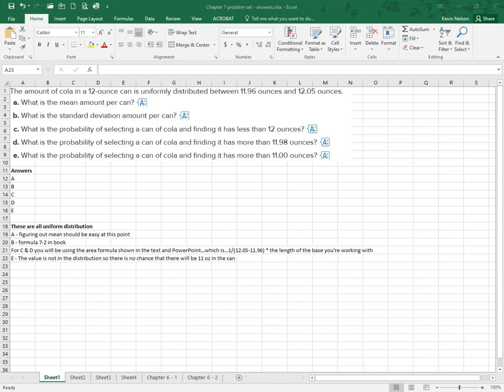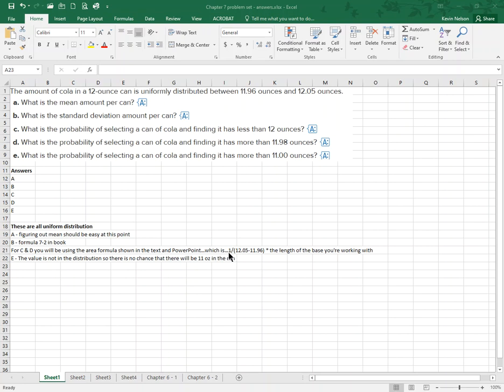Okay, so just a little help for Chapter 7 as we take a look at these 6 different problems you've got to work on. Just want to give you some tips on each one of these. The mean and the standard deviation should be pretty easy. Again, these are uniform distribution questions, and so the formulas are in the book, especially easy for the first 2. And then finally, as you look at C and D in here, you'll be using the area formula that we looked at via the text and the PowerPoint.